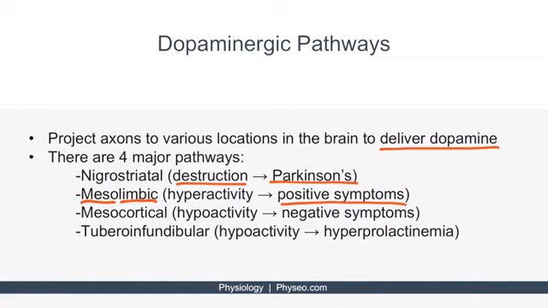And the mesocortical goes from the ventral tegmental area to the prefrontal cortex. When this is hypoactive, you get the negative symptoms associated with schizophrenia. And finally, as we just reviewed in the previous slide, the tuberoinfundibular pathway is responsible for inhibiting the release of prolactin. So when it's hypoactive, you will get hyperprolactinemia. Now, if you can remember these 4 pathways, their locations, and what happens if they are dysfunctional, as written here, you will do quite well on any question you get regarding these pathways.